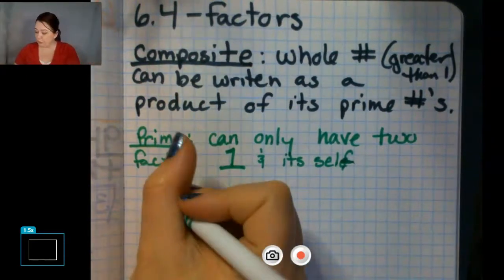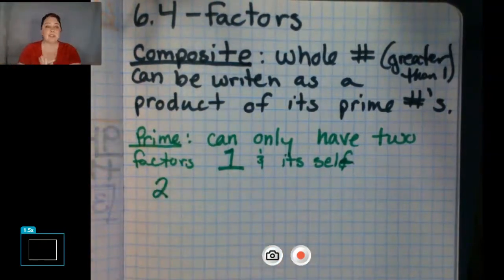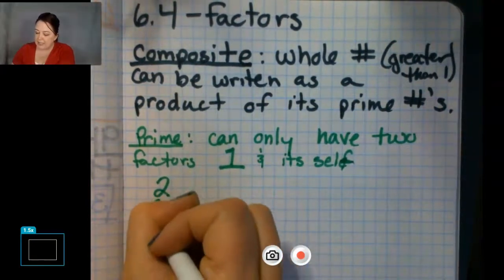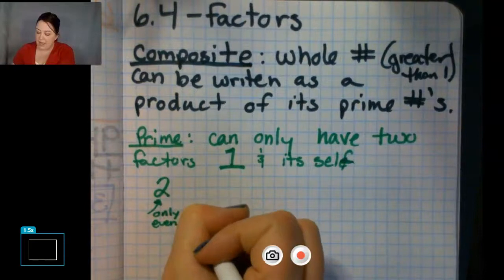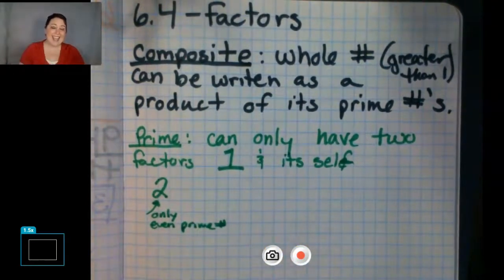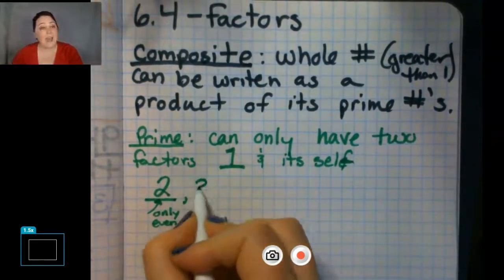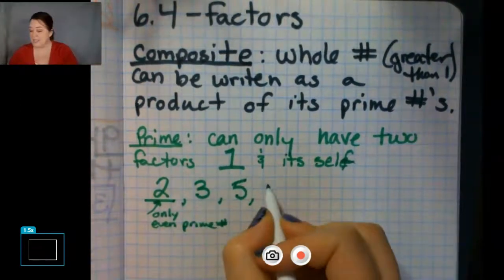For example, 2. You cannot multiply two whole numbers together to get 2. 2 is the only even prime number. It's very special. Any other number that ends in an even number is divisible by 2, so that makes it composite. So 2 is the only even prime number. After that, we have 3, 5, 7, 11, 13.